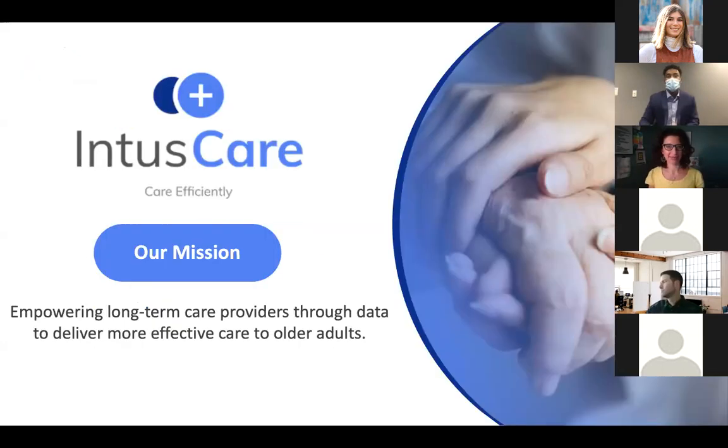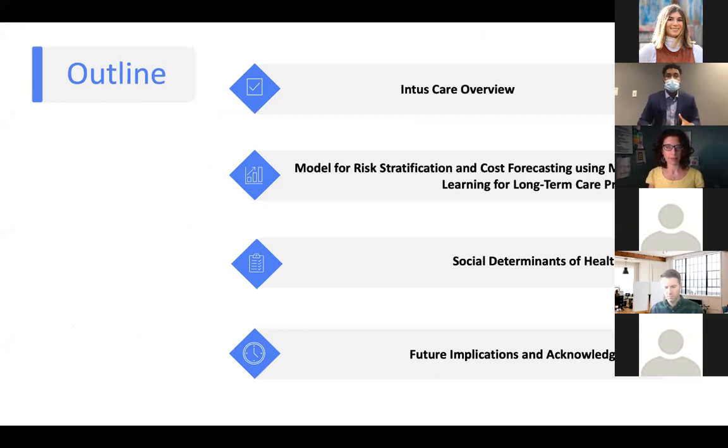Our mission at Intus Care is to empower long-term care providers through data to deliver more effective care to older adults. And we really want to let long-term care providers know who their highest risk patients are for hospitalizations and negative health events, why they're at risk, so they can prevent or put in place preventative interventions to improve patient outcomes. To start, we will give an overview of what we do at Intus Care. Next, we will detail the methods, results, and discussions regarding our two studies. Then finally, we will provide future implications and make note of important people supporting the success of our team.